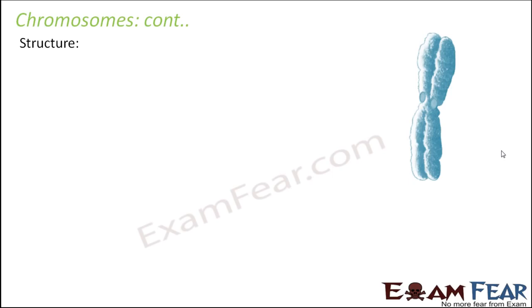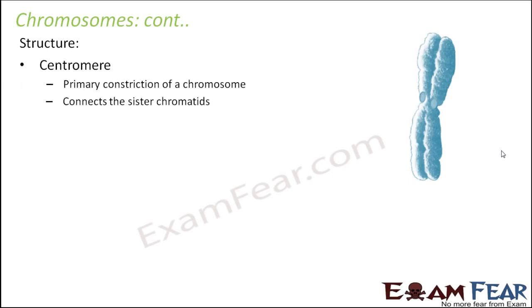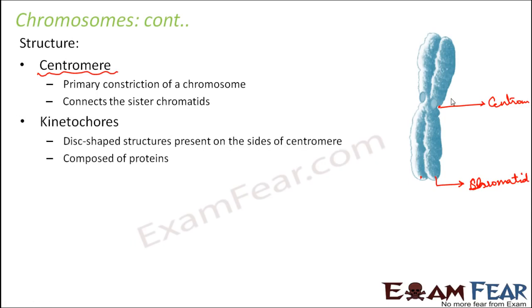Now talking about the structure of chromosome, what all it consists of. There is a structure called centromere. So what is centromere? It is the central portion of the chromosome. It is the primary constriction of the chromosome. Here it constricts, it connects the sister chromatids. Now in a chromosome, each of these is known as a chromatid. So one chromosome consists of two chromatids. Since both these chromatids belong to the same chromosome, they are known as sister chromatids. These two are connected at the center. So centromere connects the two sister chromatids.